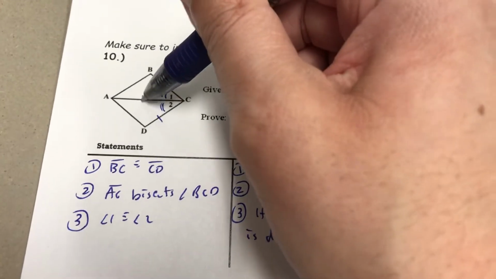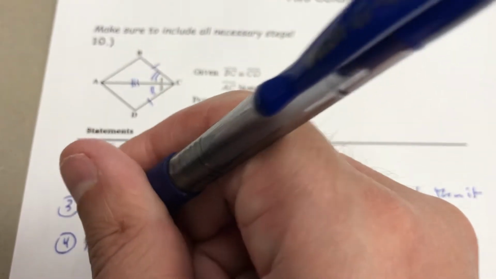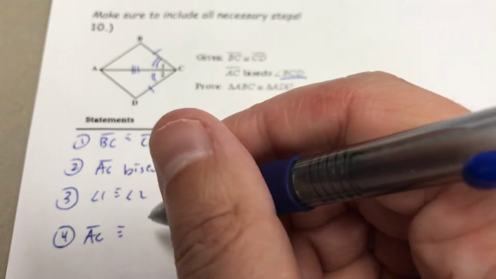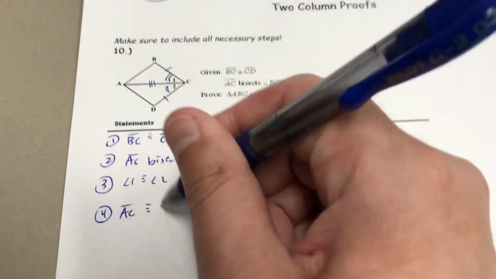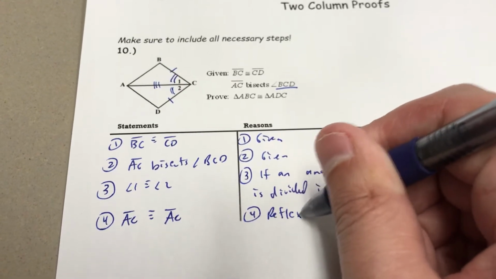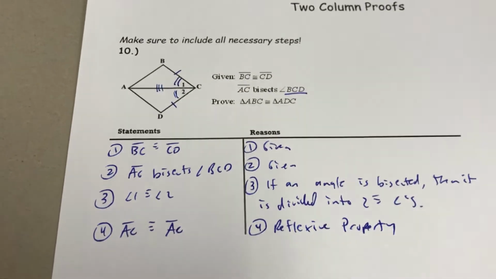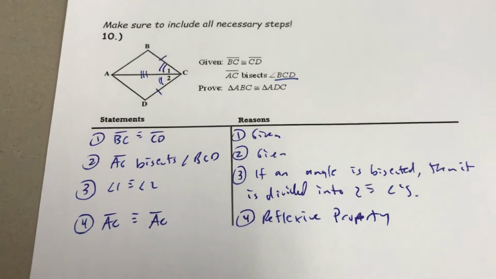Notice that there is a shared side there. AC is the same side for both triangles, so we can say that the AC for the triangle on top is congruent to the AC on the bottom triangle, and anything is congruent to itself by the reflexive property, okay? Remember, you got to have 3 congruence statements. That's what I'm going to be looking for.